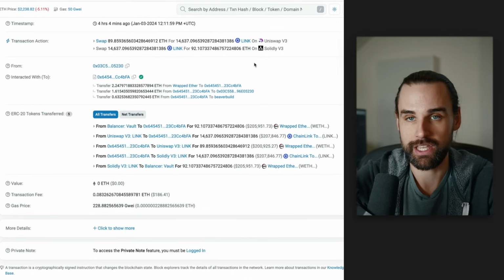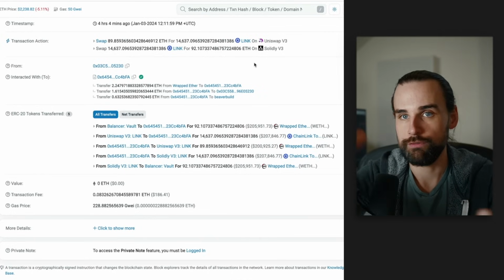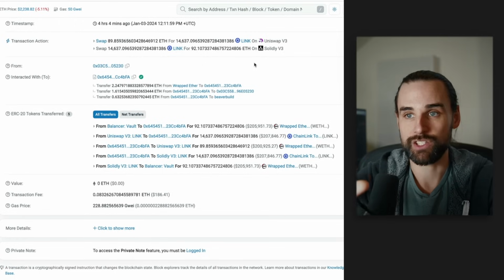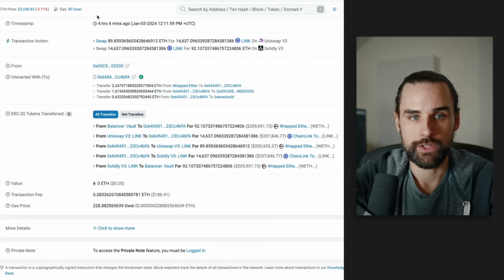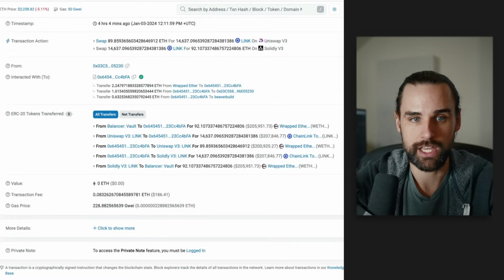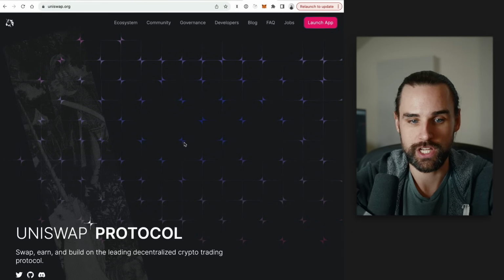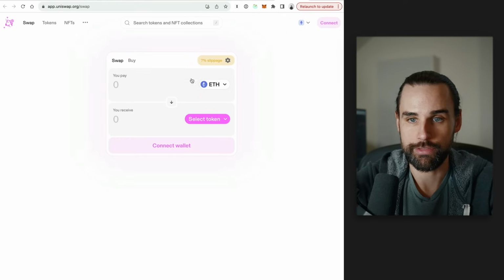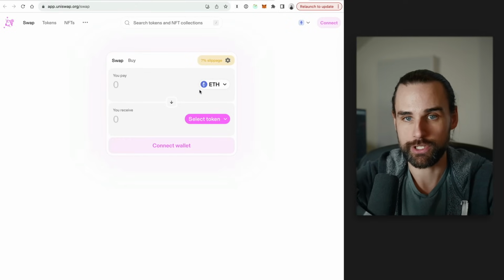In the last diagram, we just talked about token one, token two, exchange one, exchange two, flash loan provider, and so on. But I'm actually going to give names to each one of these entities so that you can understand it. In terms of the exchanges, first, we're going to look at Uniswap. The first exchange is Uniswap version 3. That's one of the most popular exchanges out there.